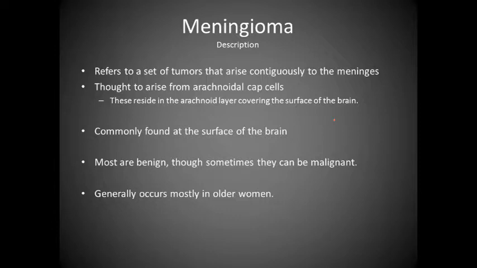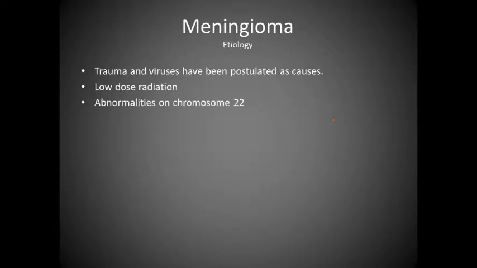So that brings us to a meningioma. Meningiomas refer to a set of tumors that arise contiguously to the meninges, and they're thought to arise from the arachnoidal cap cells. These reside in the arachnoid layer covering the surface of the brain, and they're commonly found at the surface of the brain. Most are benign, though sometimes they can be malignant. And generally, they occur mostly in older women. For some reason, meningiomas target older women versus any other age group.